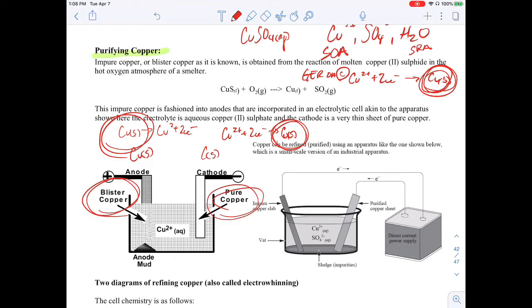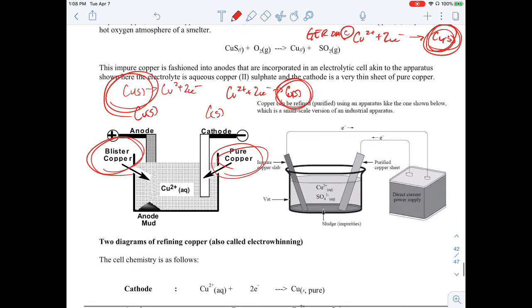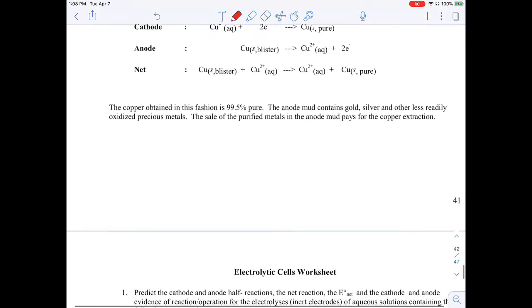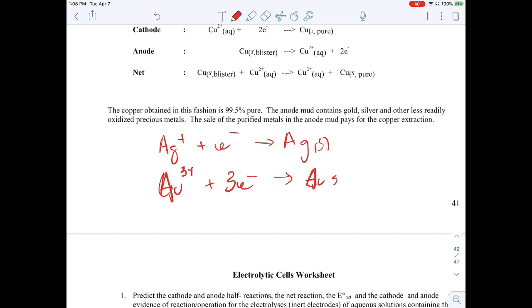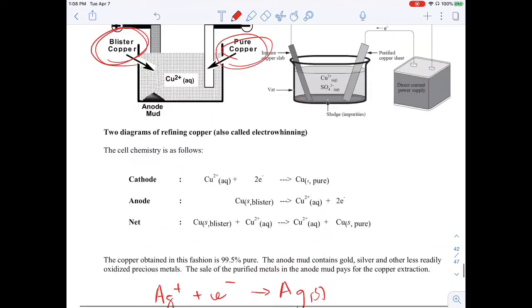They do this same sort of electroplating with lots of different chemicals, so it's not uncommon to get cheap silver jewelry. What they do is they put silver ions and then they make silver solid at the cathode, or gold ions become gold solid at the cathode. And so we can coat things in those chemicals.